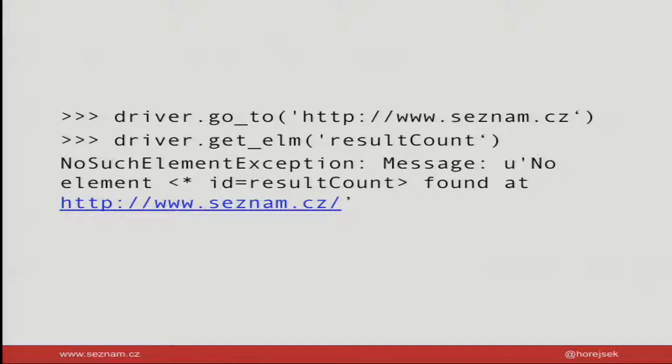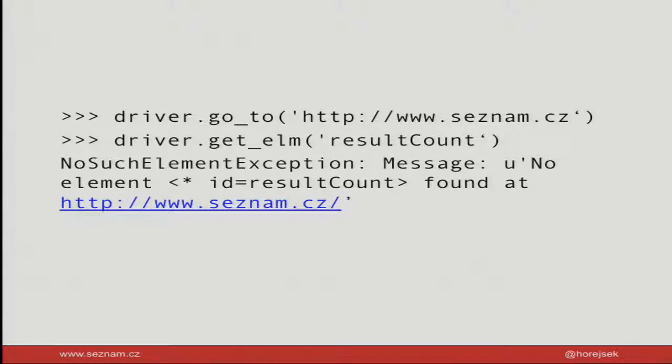So, exceptions. Selenium, when it can't find some element on the page, will raise "no such element", but it will not say where or which one. So I made it simpler. For example, with a search engine like Google, you go to the homepage, fill in a form, click submit, and then you want to check that some results are on the next page. And Selenium will say just "no such element".